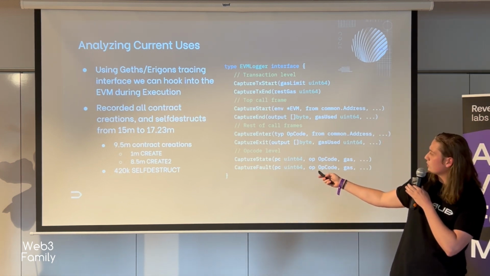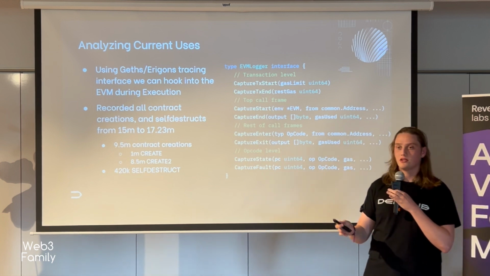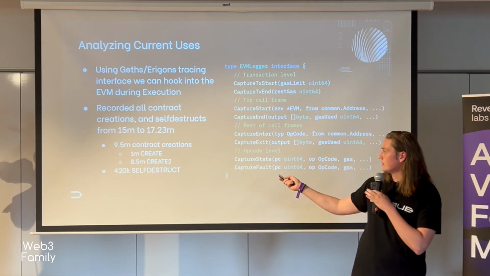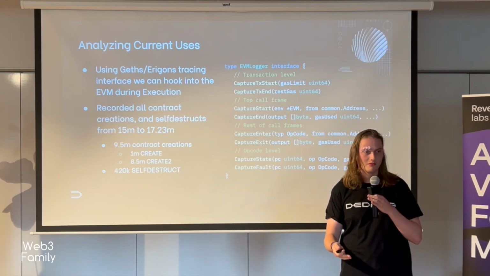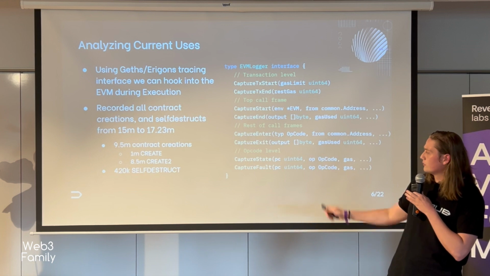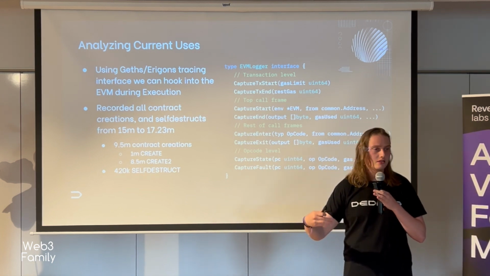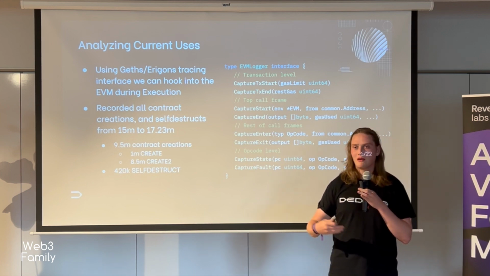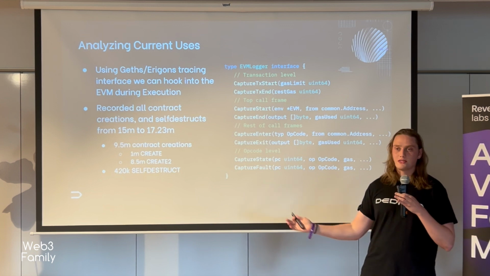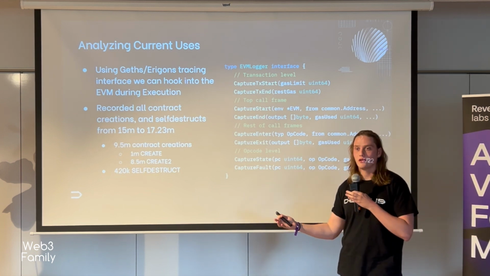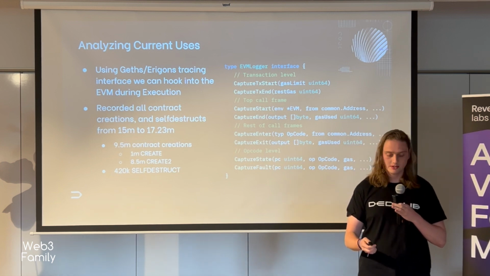So we recorded all contract creations and self-destructs. We specifically, for the sake of our study, looked at the ranges from 5.0 million to 17.23 million. So those were the latest blocks at the time of our study. In that time, we saw about 9.5 million contract creations with 1 million CREATEs, 8.5 million CREATE2s, and then about 420,000 self-destructs. We ingested these into our database alongside all the other transaction data that we had, and we started running kind of analytical queries over this.